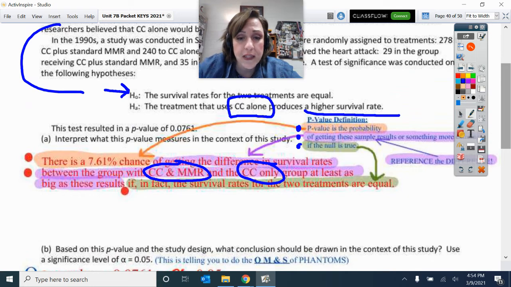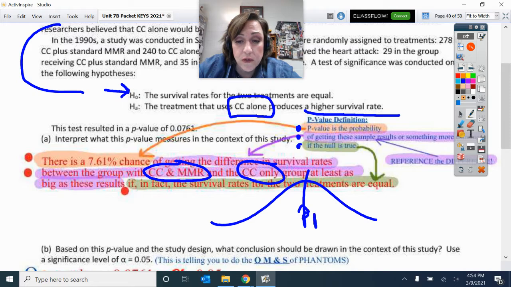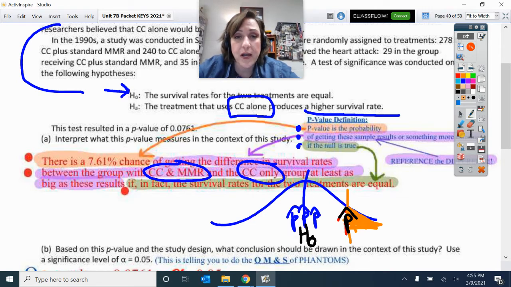Remember, pictorially, what this is saying is that if the survival rates are equal, and each one of these p hats is a difference, then there's just a 7.6% chance. So here's the p hat we got. There's the sample we got, the difference that we got between them. This is the p-value right here, 7.61% chance of getting that sample result or something more extreme if the data is really centered here. This null hypothesis is when p1 equals p2.